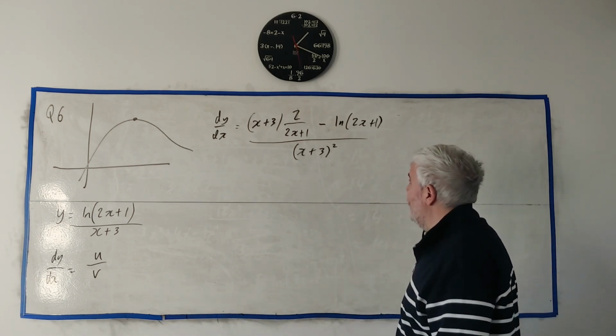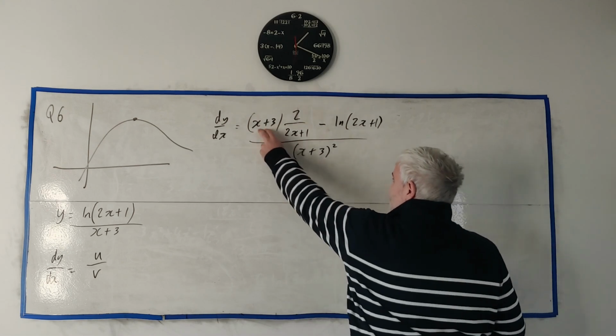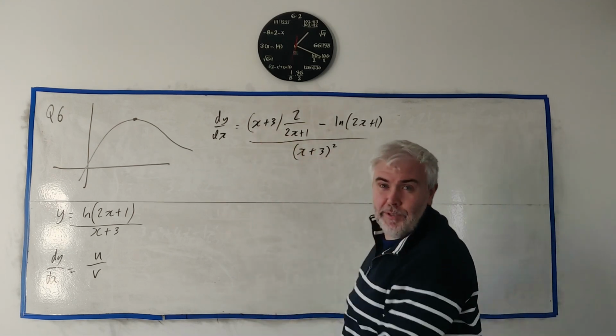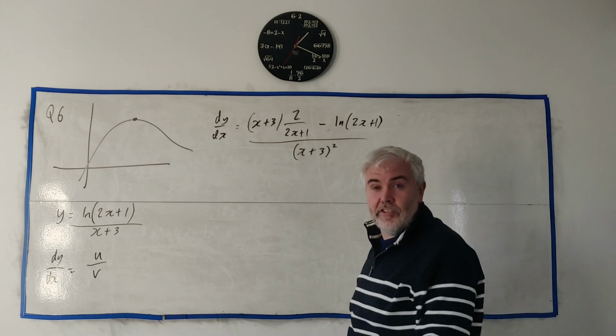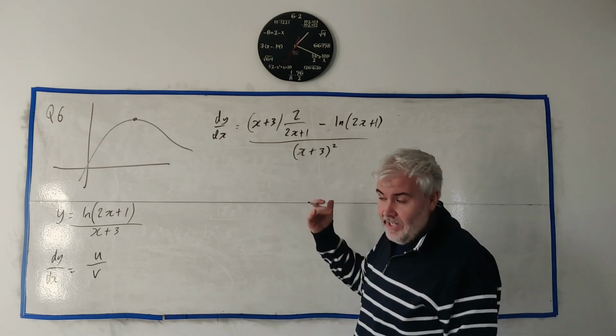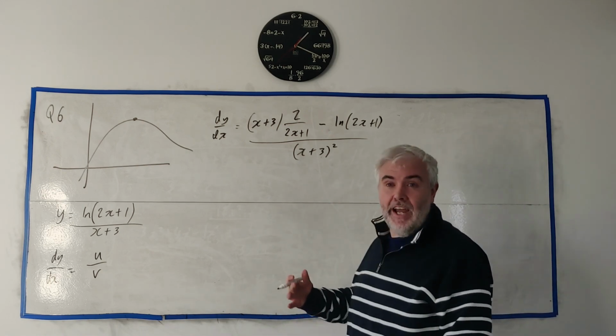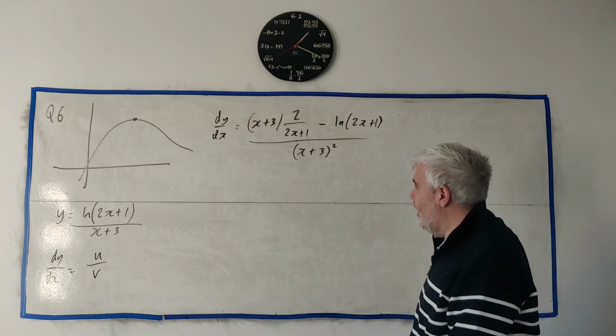There's no great way to cancel things down. I guess this cancels into one of these, but that would end up splitting the equation out. They just ask for an expression. That's an expression, and it's not that obvious to make it any simpler, so you should be fine giving that as your answer.